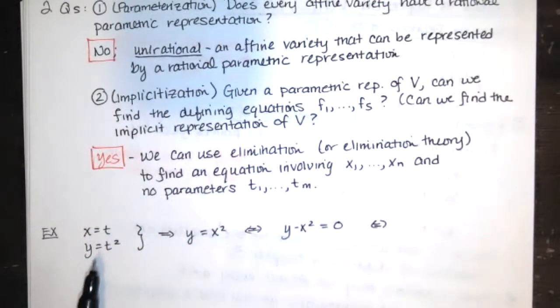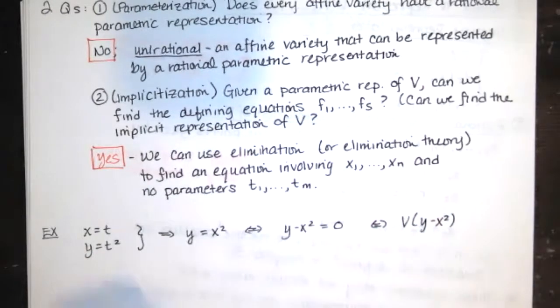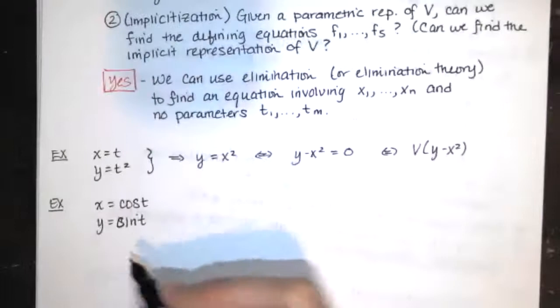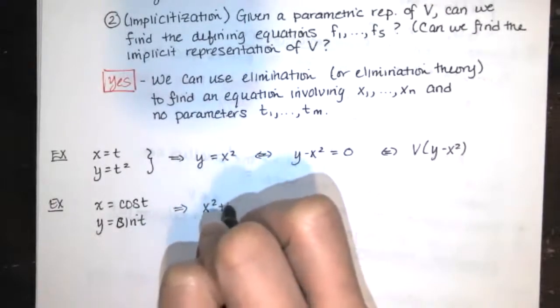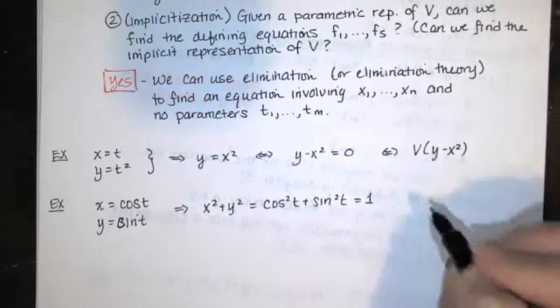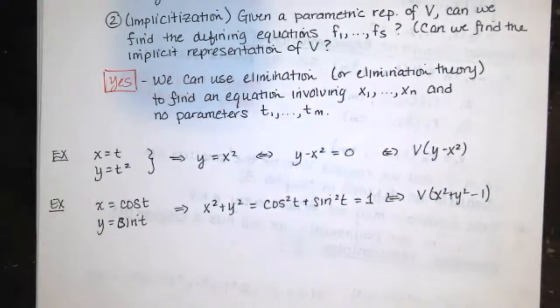So that means the solution set of this equation, which corresponds to the solutions given by these parametric equations, is just this affine variety. Or when we have x equals cosine of t and y equals sine of t, if I take those and I square them and I add them together, cosine squared plus sine squared, we all know from trig that that equals 1. So that corresponds to the affine variety defined by that single polynomial in 2 variables, x squared plus y squared minus 1 equals 0.